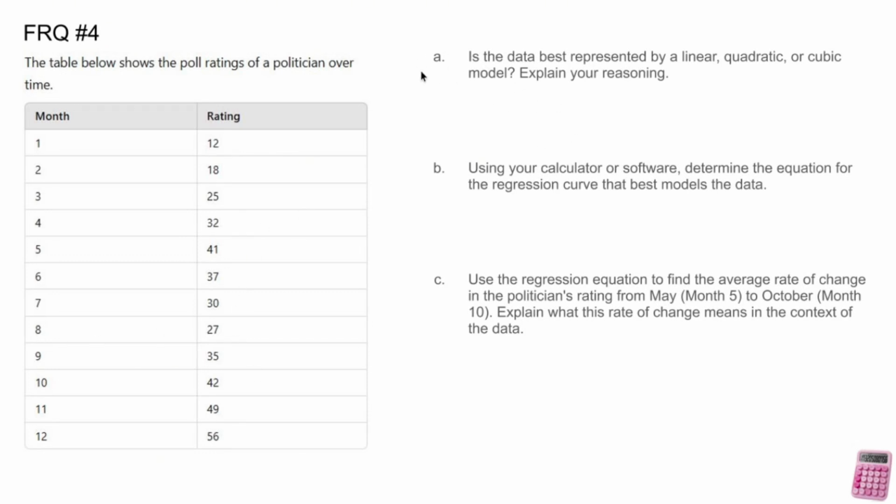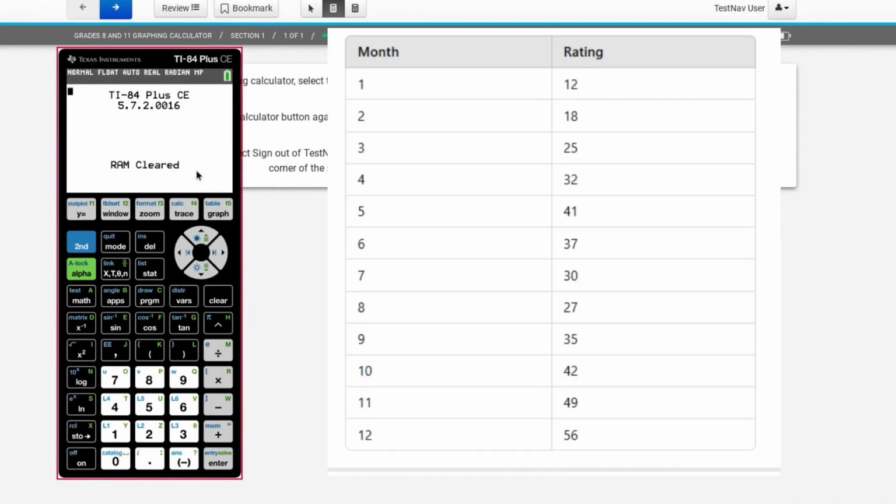So that's what we're going to do for part A. We're going to throw this into our calculator, see what kind of model it appears to be, and explain why. So let's go off to the side and do that right now. All right. My job is to find out if all that information is going to be linear, quadratic, or cubic.